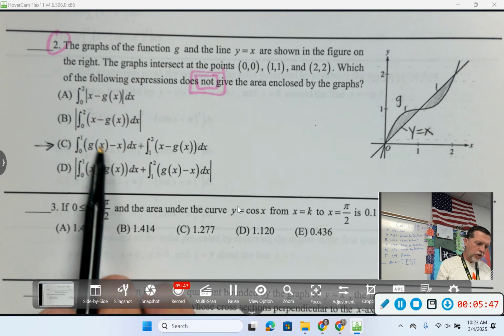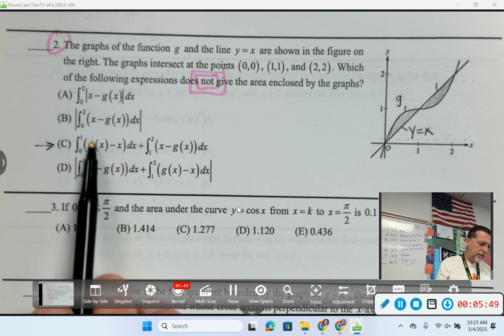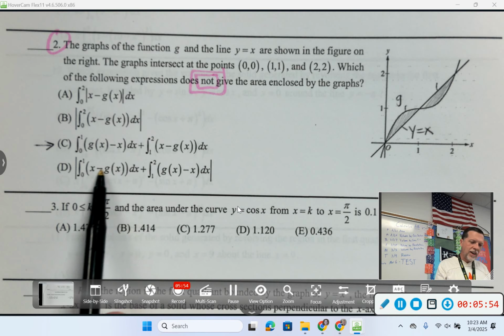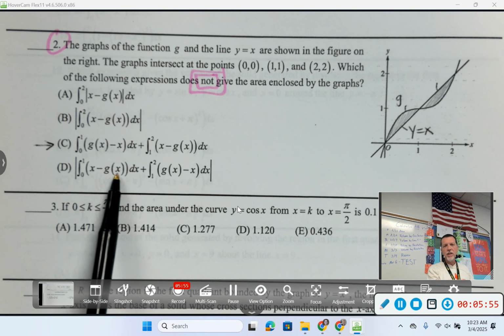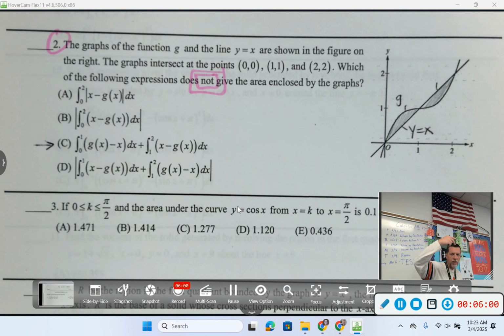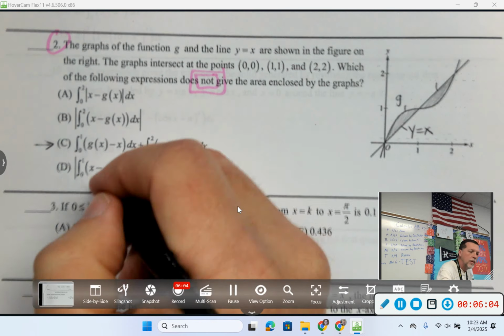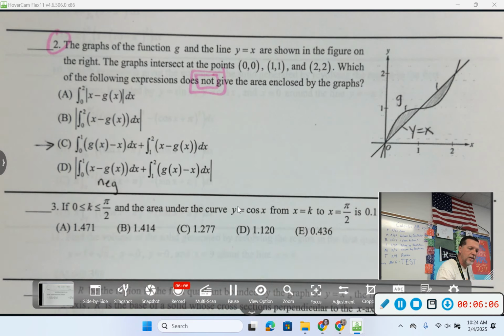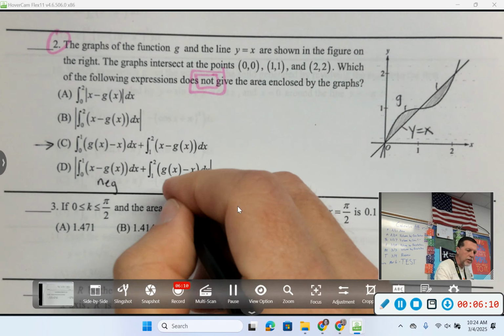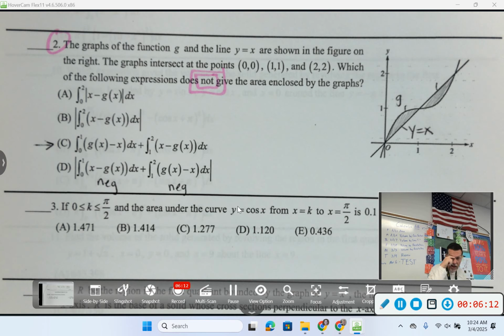D looks closest to C, so let's figure out how D and C are different, or if they're different. So the inside here is backwards. What does that do to my answer if I switched who's top and who's bottom? It would make that one negative. And then same thing here, g of x minus x, that's backwards. So that would make that one negative.